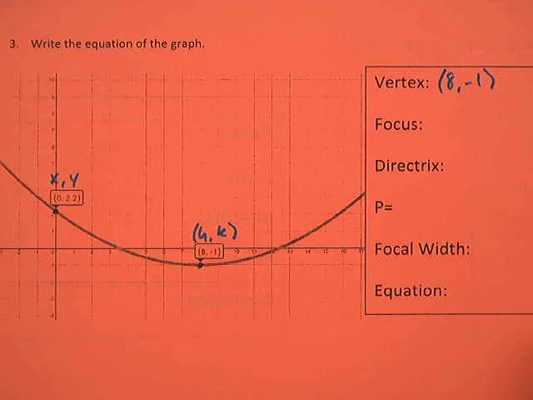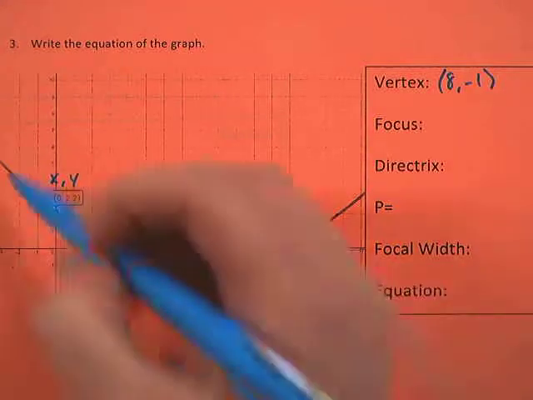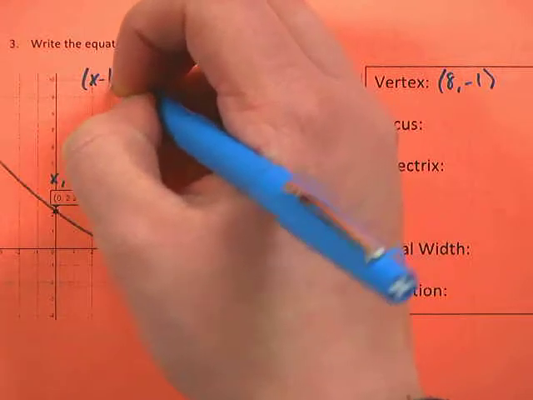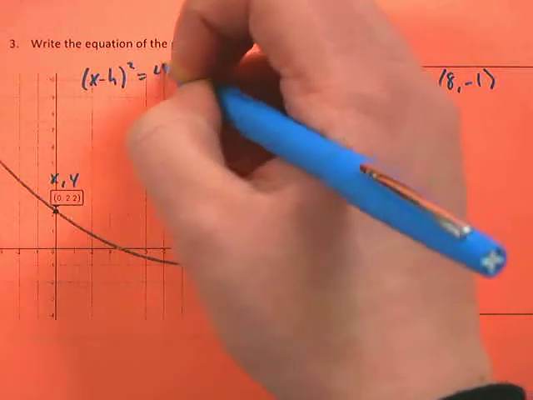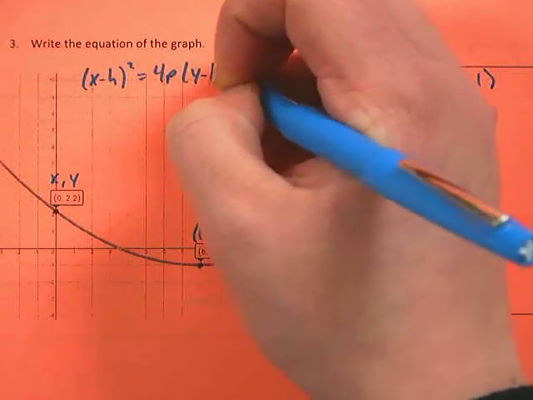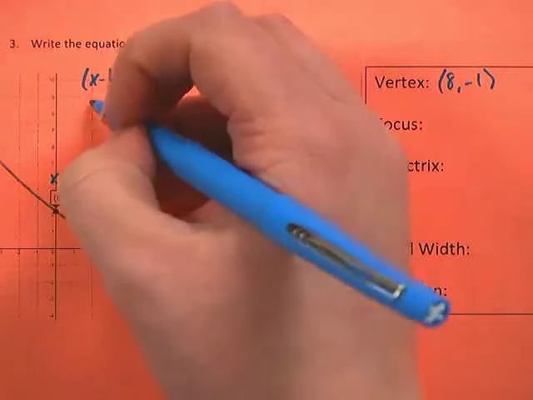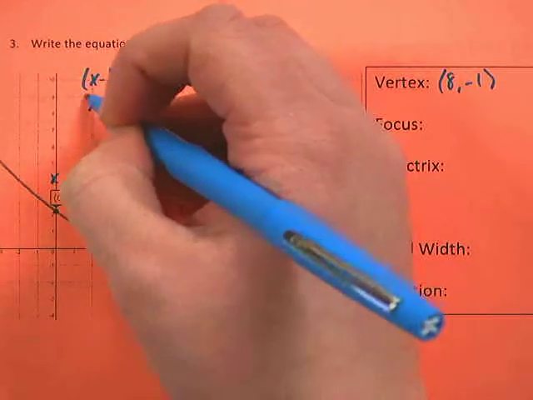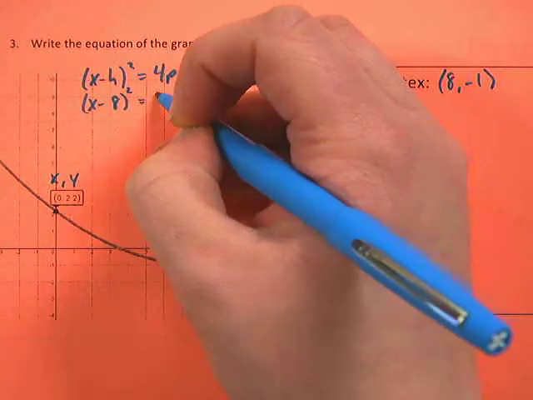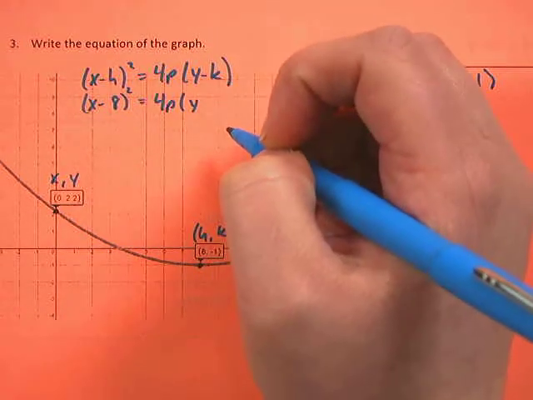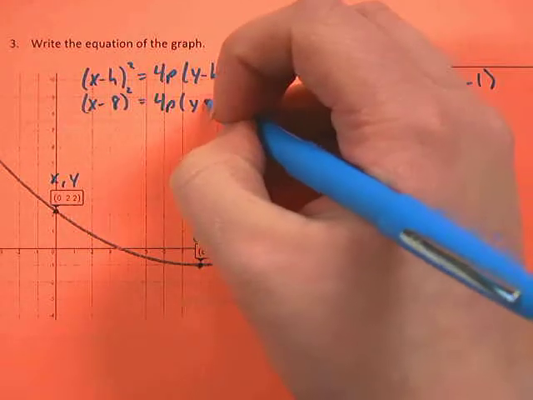And the equation that we're going to use, since this one is pointing up, is (x - h) squared equals 4p times (y - k). So we can start by plugging in our vertex h and k. So we have (x - 8) squared equals 4p times (y - -1), and minus a negative is just like adding, so it's going to be y + 1.